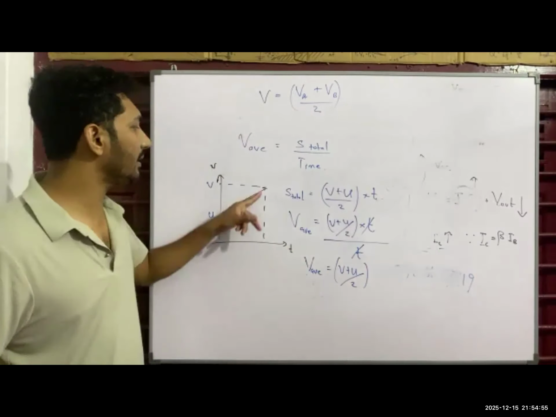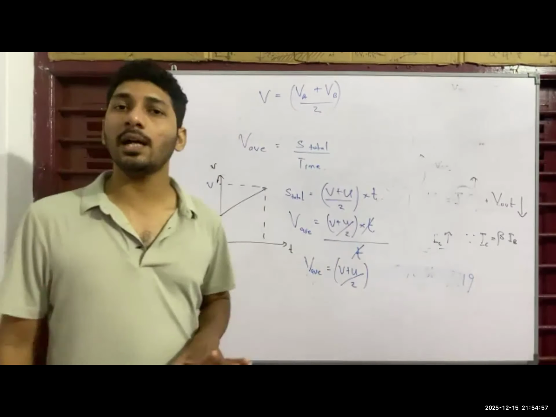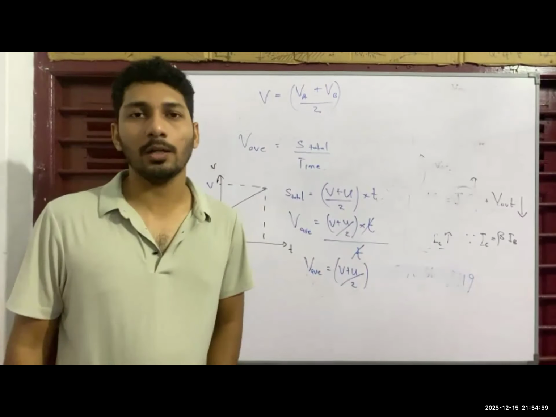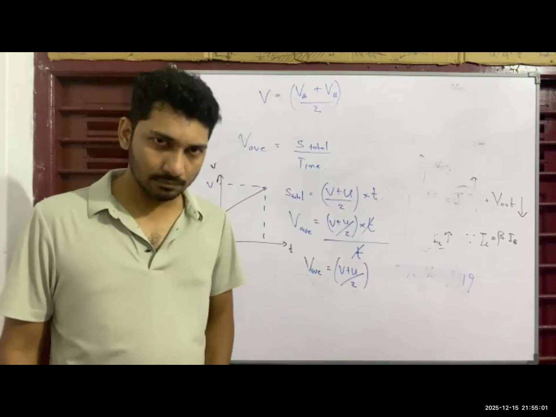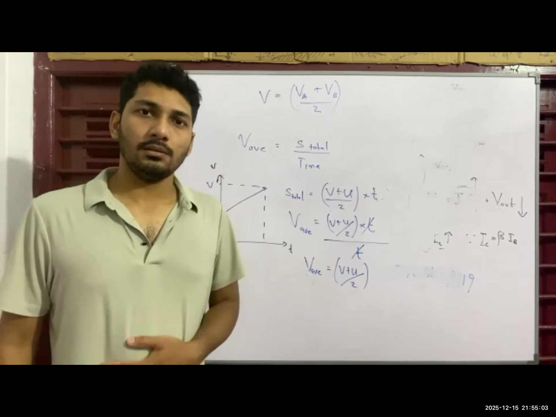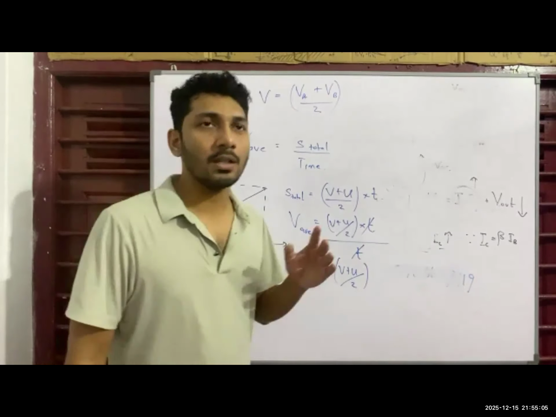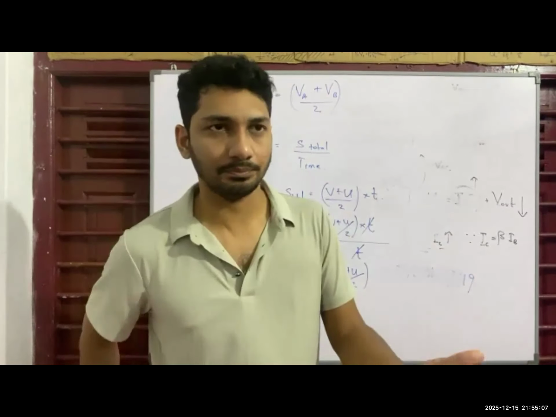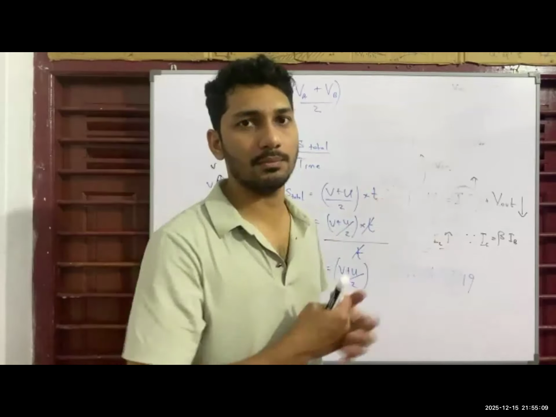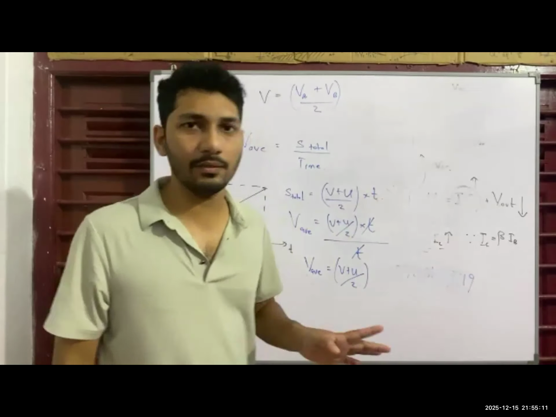That's only possible in this linear graph, none of the others. Okay. Got it? Yes. Do you know of any other instance where you can do this? Sum of the final and initial velocities.